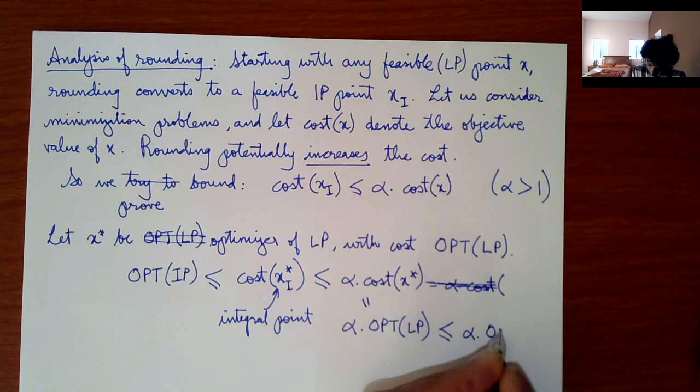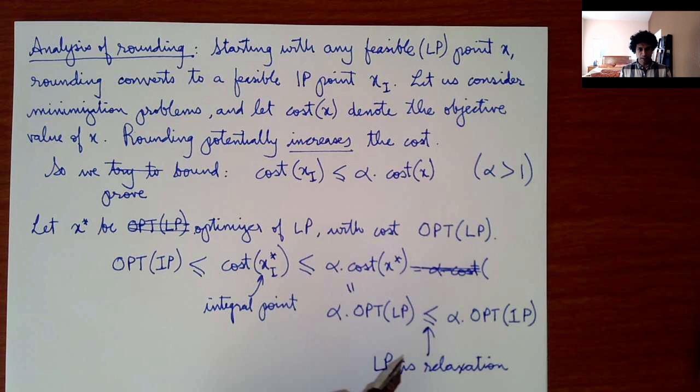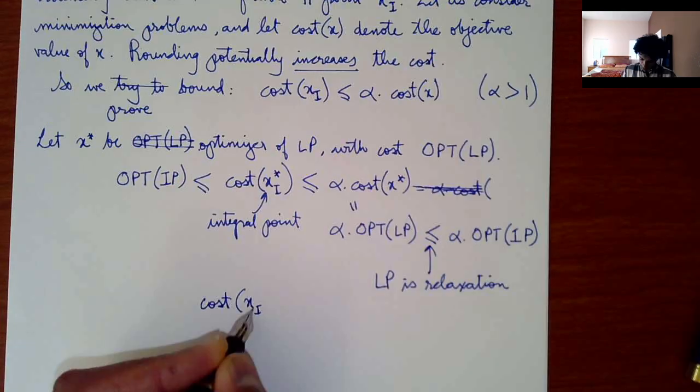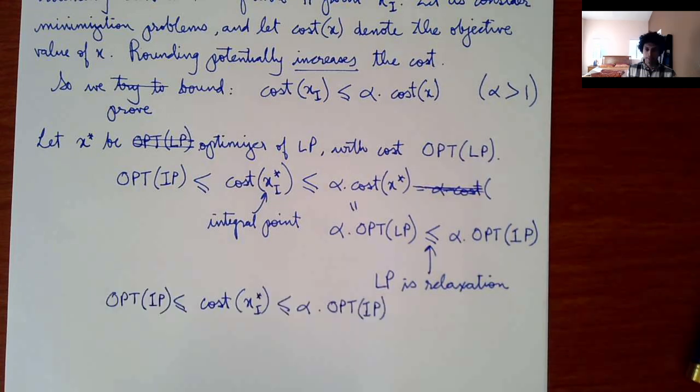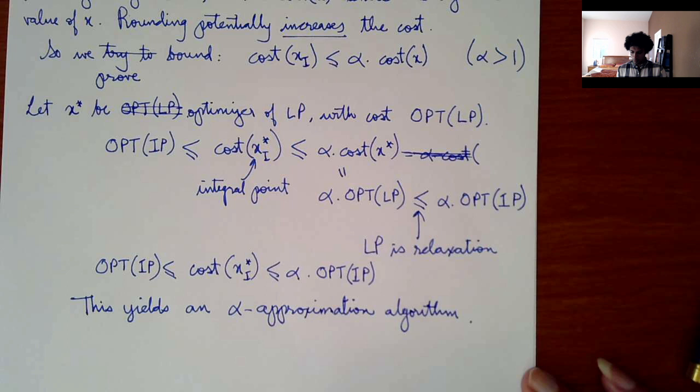The LP may have points that are not present in the IP, but the LP has all the points of the IP. So when you put everything together, the cost of x integral star is at most alpha times opt of the IP and at least opt of the IP. And this yields an alpha approximation algorithm. It's a very, very important concept. This is an alpha approximation algorithm that is achieved by rounding.